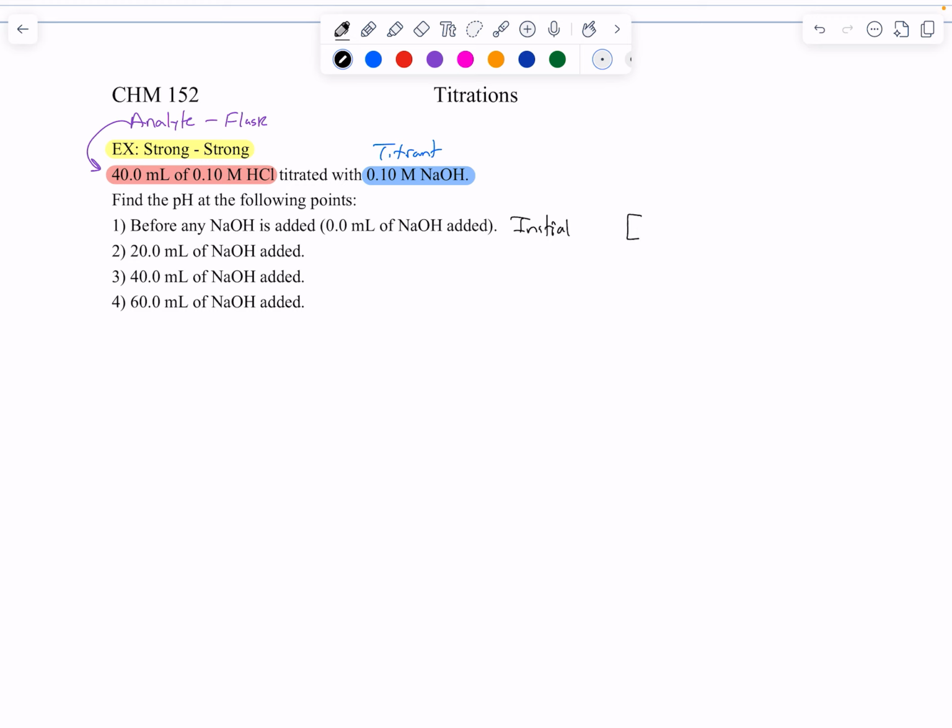So the concentration of HCl equals the concentration of H3O plus. Why? Because it's a strong acid, right, as we've learned. So that means the pH is equal to the negative log of hydronium. So our pH is equal to the negative log of 0.10. So our pH is 1. All right.